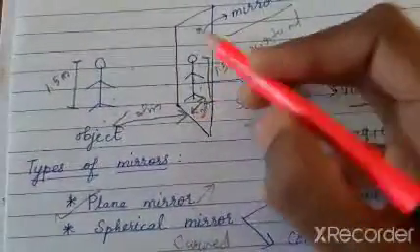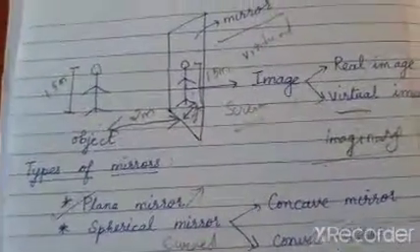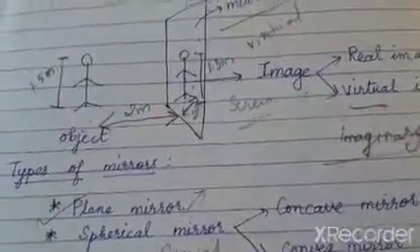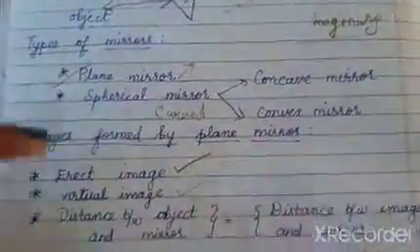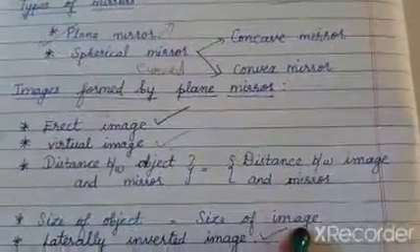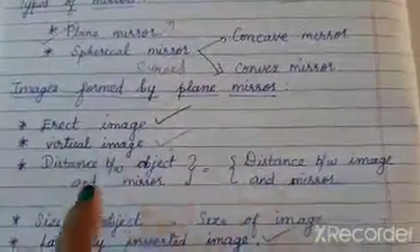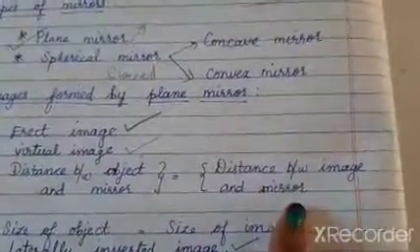It will not show you as too tall or too short. That kind of mirror is also present, but we are discussing only the plane mirror. So, in the plane mirror, the size of the object is equal to the size of the image obtained, and the distance between the object and mirror is equal to the distance between the image and mirror.